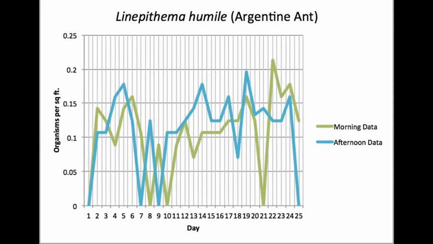Next, let's look at the Argentine ant, also the most popular organism in our habitat. There were hordes and hordes of ants, and as you can see, the organisms per square foot for this organism is much larger than the others. The density is much higher. As you can see, the population density is pretty constant, and it was very abundant.